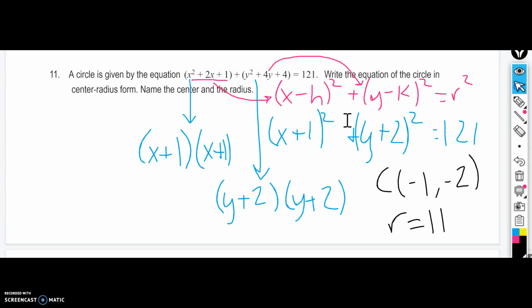All right, guys, more with completing the square tomorrow, which is really just this part right here, and factoring, but we're going to do more of that in tomorrow's lesson.